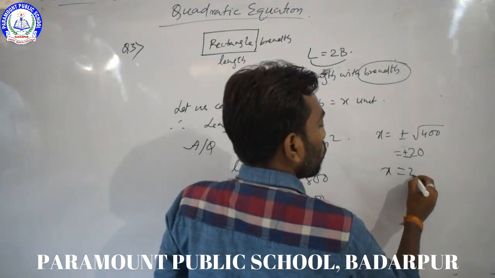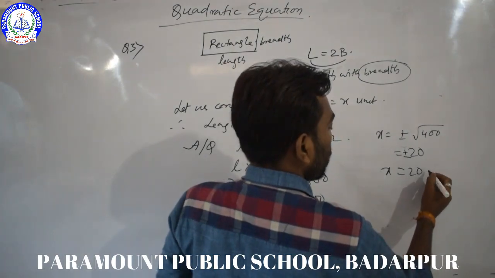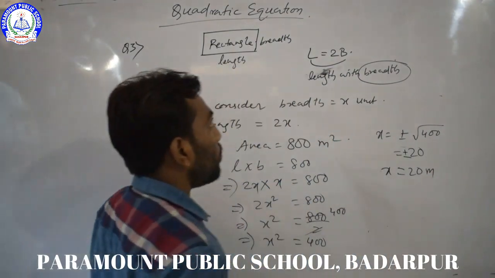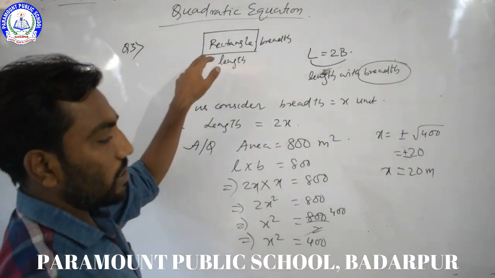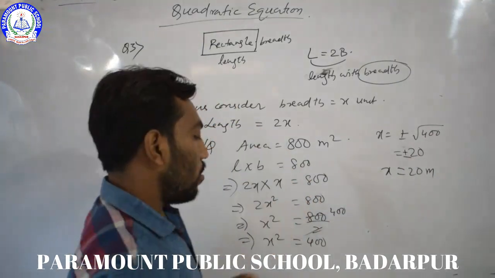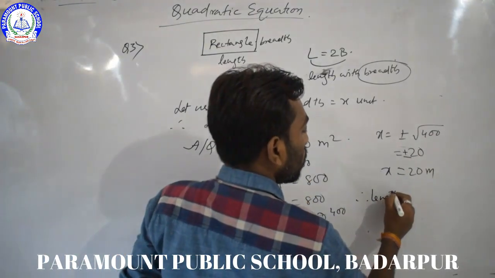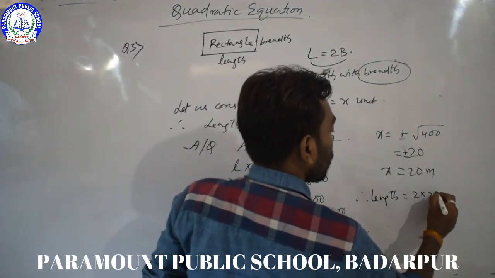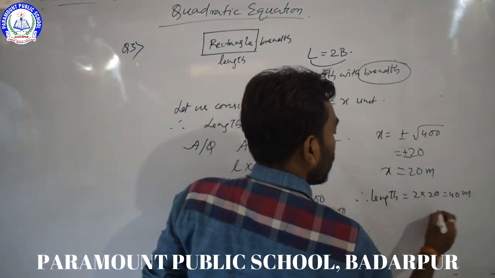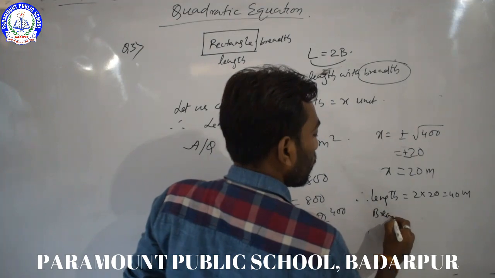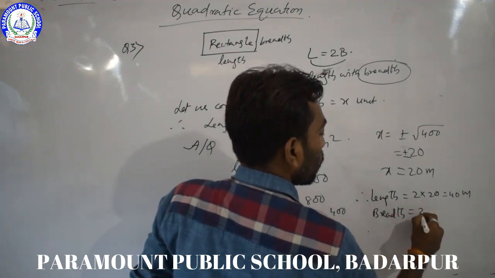So x is equal to 20. Negative value is not possible because we are measuring length. So measurement cannot be negative. So we can conclude that our length is equal to 2 into 20, which is 40 meter, and breadth is equal to 20 meter.